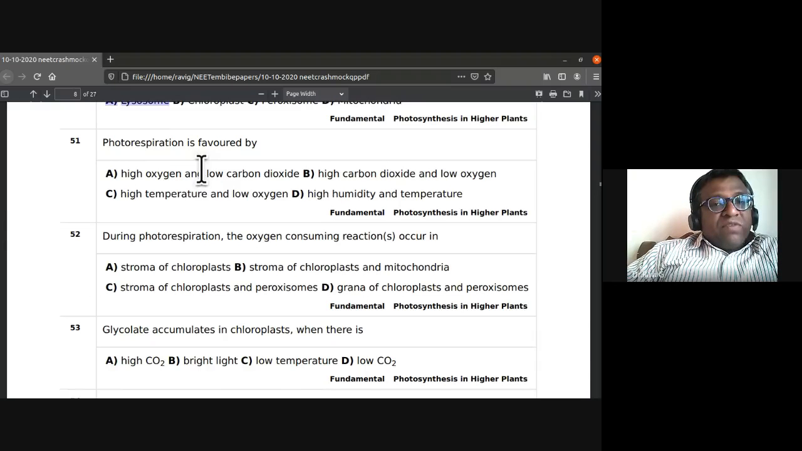Photorespiration is favored by, now here comes the point: high oxygen and low carbon dioxide, high carbon dioxide and low oxygen, high temperature and low oxygen, or high humidity and temperature. The simple thing is that high oxygen and low carbon dioxide favors photorespiration. So for the 51st, the answer is A.